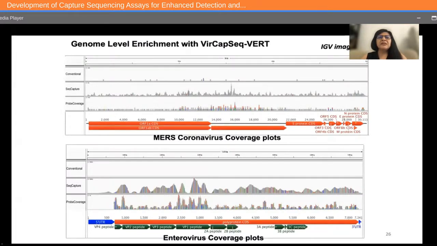So here we can see a schematic showing the enrichment. Basically, this is the unbiased sequencing. This is Vircap-seq vertebrate, and this is the mapping of the probe to the genome. And here we can see that capture sequencing has done a pretty good job of mapping the reads to the reference genome, whereas the conventional sequencing is pretty sparse and it's not doing that well. Similarly for this particular enterovirus genome.